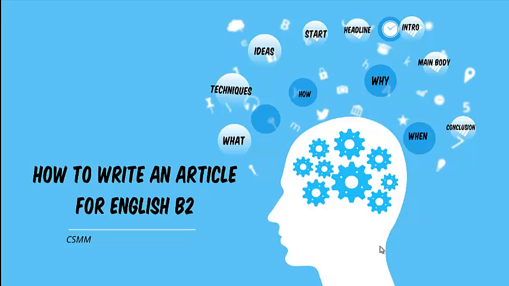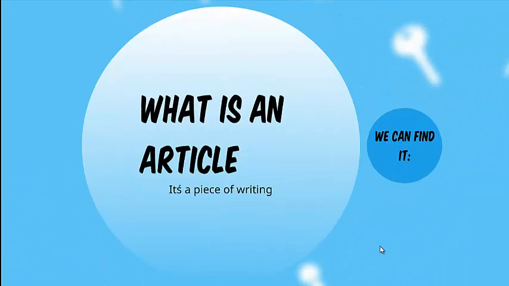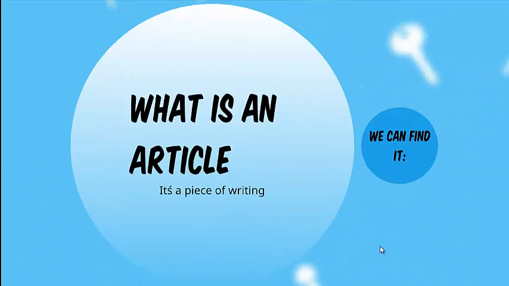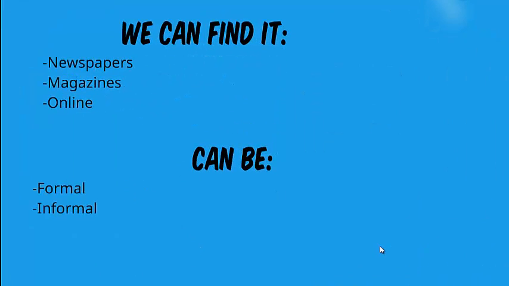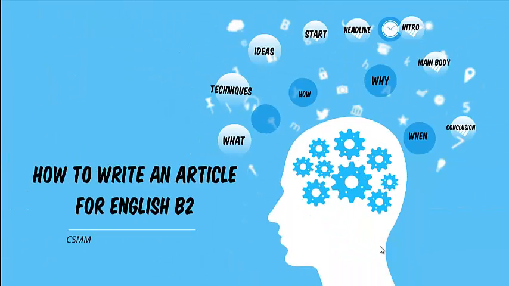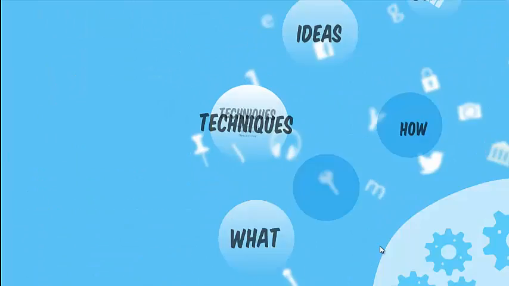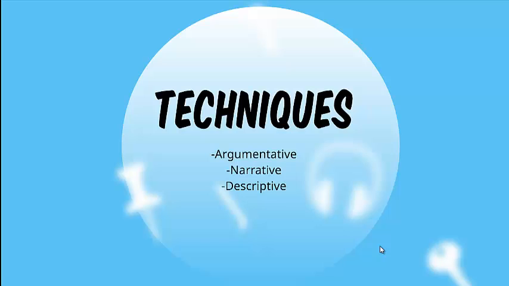An article is a piece of writing which we can normally find in newspapers and magazines, and in other places where we can find them increasingly online. Depending on the type of article or publication, an article can be formal or informal. We have three different writing techniques that can be used when we are writing an article. They are argumentative technique, narrative technique, and descriptive technique.